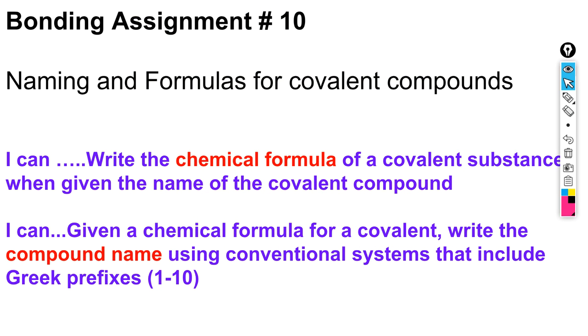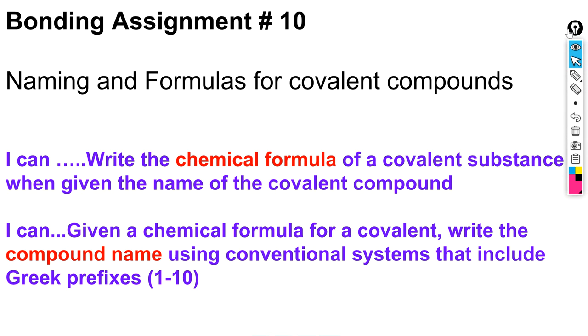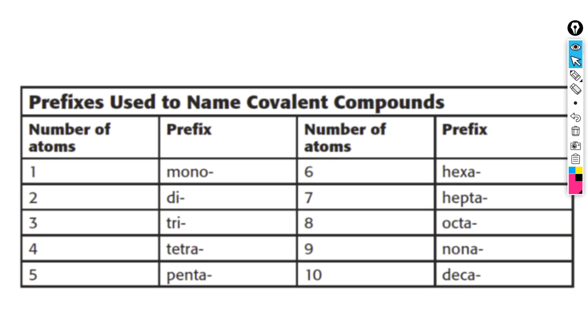Finally, bonding assignment number 10. Naming and formulas for covalent compounds. You can write chemical formulas for covalent substances, and given a formula, you can write the correct name. That's what we need to be able to do. Go ahead and fill in the covalent compounds prefix table. That's the first part of your notes. Pause the video and move on when you've accomplished that.